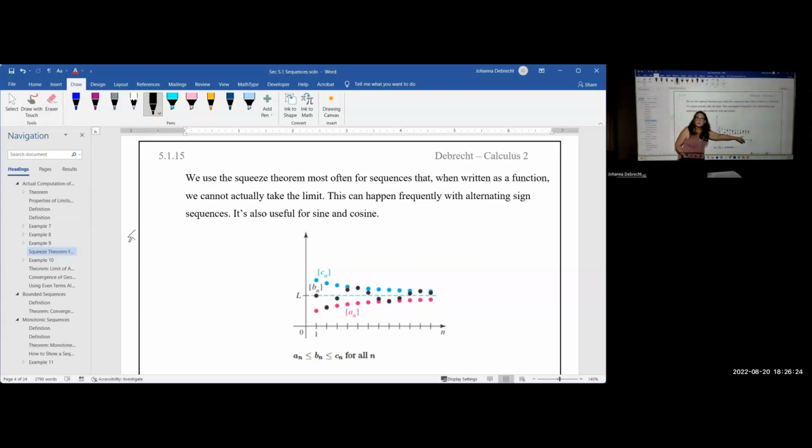And A sub n, the red dots, are what I'd call an increasing sequence, because it's coming up and again approaching the horizontal asymptote y equals L. And since B is between, it's got to approach L as well. It doesn't have a choice. It's in between A sub n and C sub n.